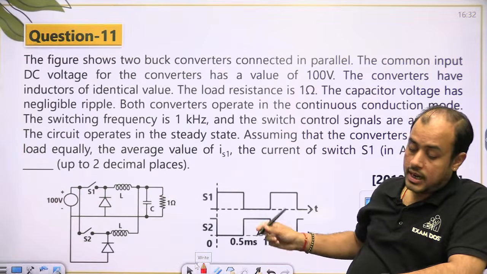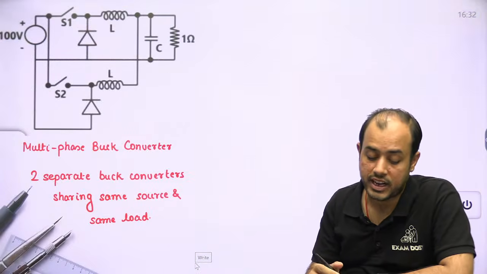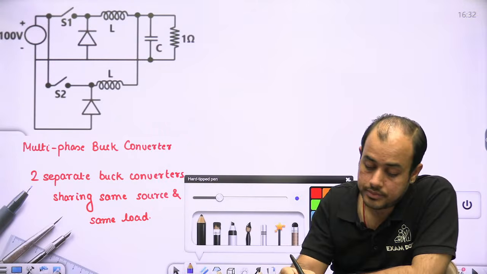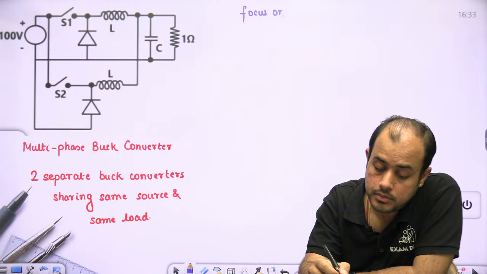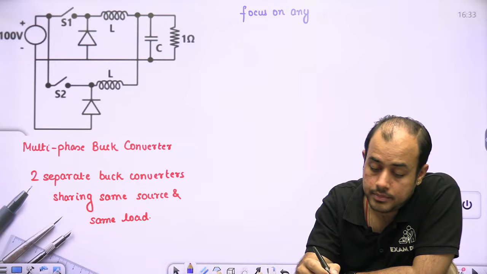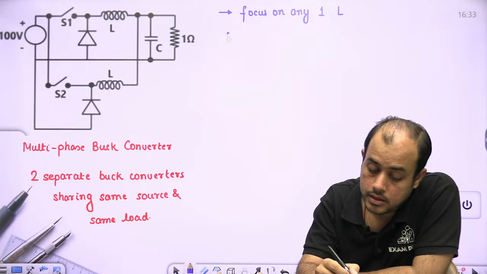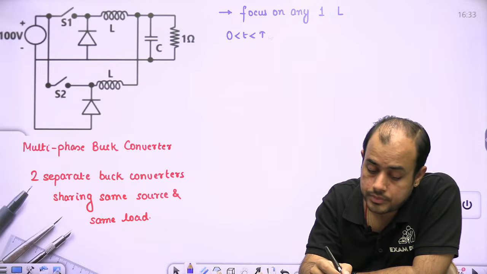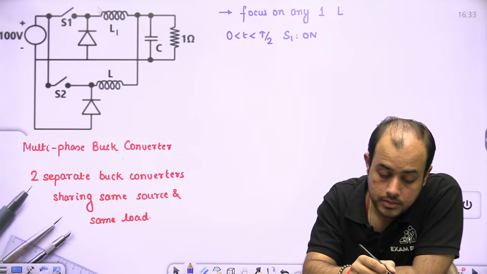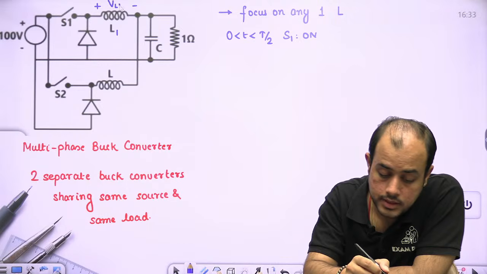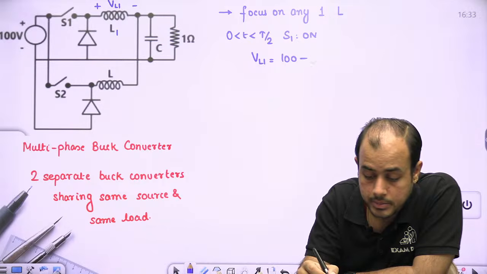Now beta, for half cycle 0.5 millisecond S1 is on, for rest of the 0.5 millisecond S2 is on. Okay, focus on any one inductor. ठीक है, तो 0 से T/2 S1 is on. Suppose I say this is VL1, 100 minus V0.